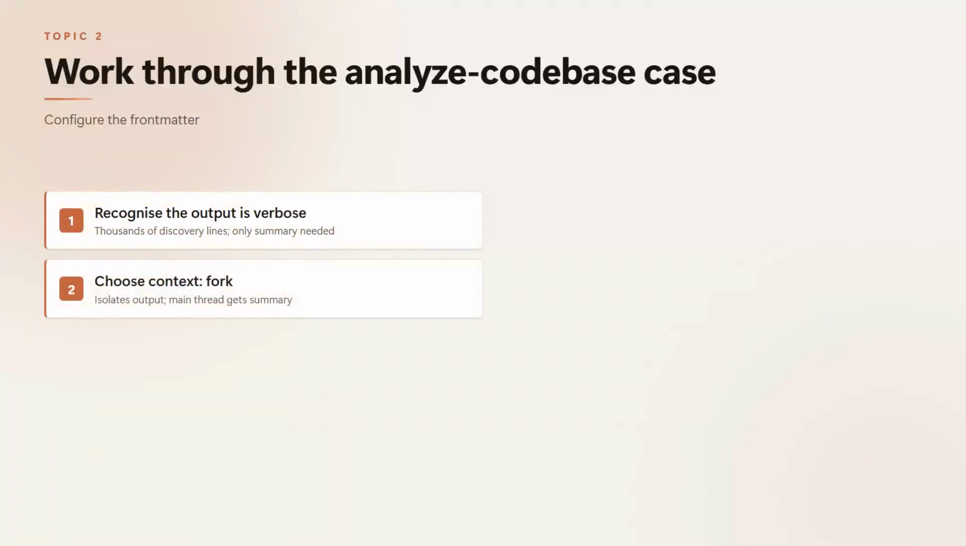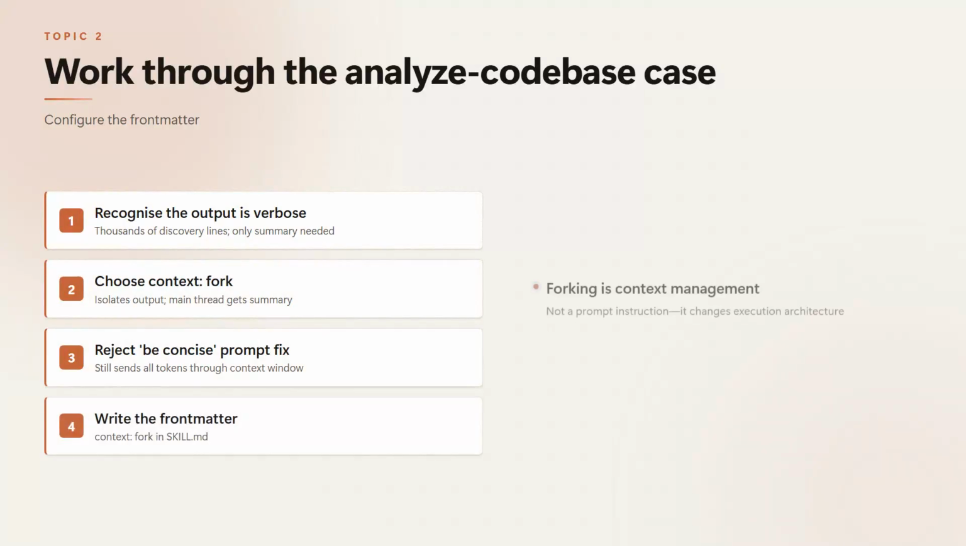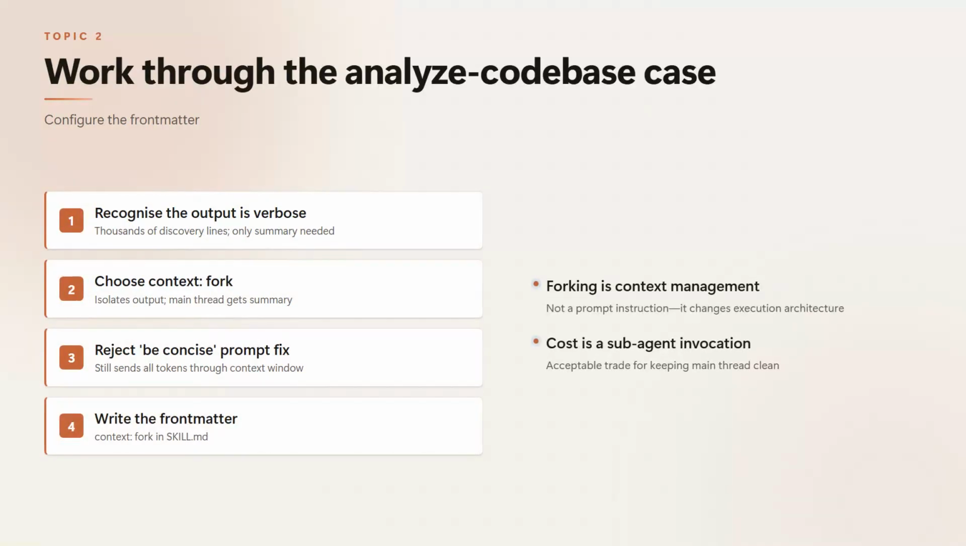Take Analyze Codebase. It produces thousands of lines of discovery output, but the developer only needs the summary. The correct Frontmatter is context: fork. This runs the skill in an isolated subagent. The main conversation receives just the summary, not the raw output. The alternative, adding a prompt instruction like be concise, still sends every token through your context window, costing you both money and attention. The same reasoning applies to brainstorm approaches, where 4 of 5 designs are discarded.